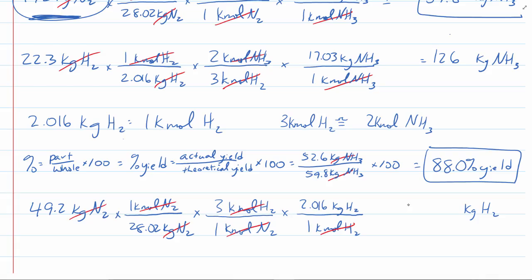We do that by taking 49.2, multiplying that by 3, and again by 2.016, and dividing that result by 28.02. And upon doing so, we wind up with an answer of 10.6. So again, we have 10.6, and that'd be kilograms of H2. Well, then we need to remember that this is the kilograms of N2 that reacted. So this must be the kilograms of H2 that reacted as well.